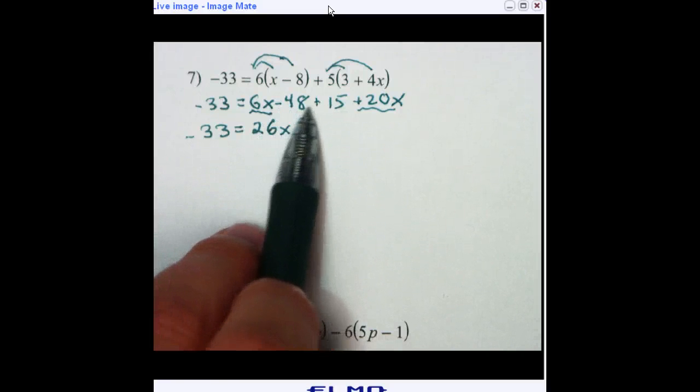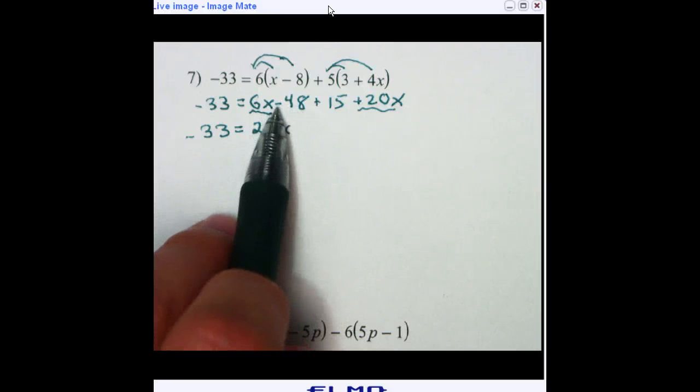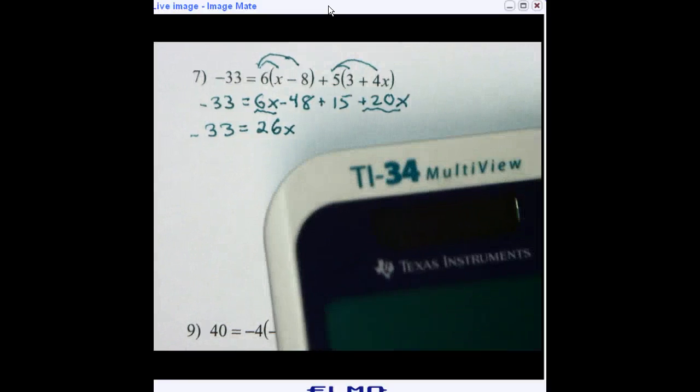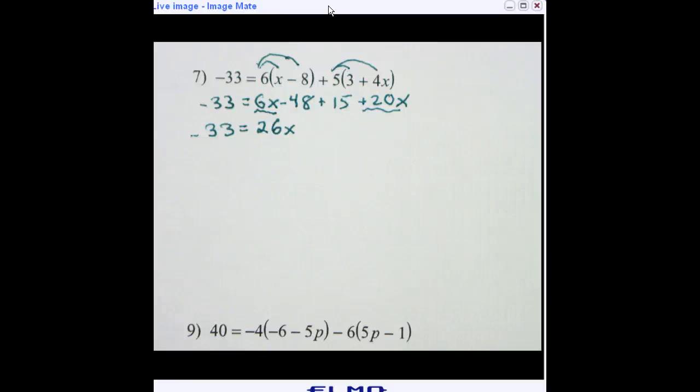At negative 48 plus 15. So you might say, but that's a minus sign, but it's a negative sign as well. So be very careful. Even if you're using a calculator, if you typed in 48 plus 15 and not negative 48 plus 15, things go wrong.